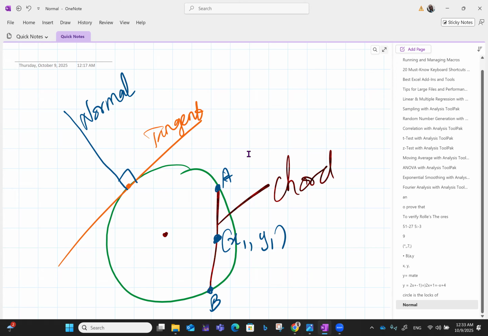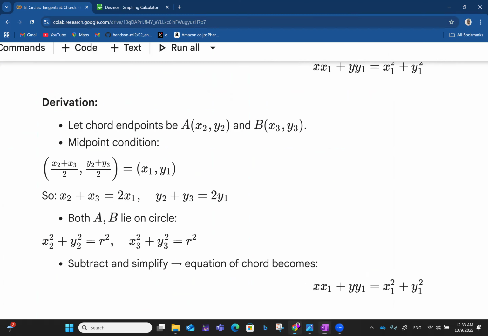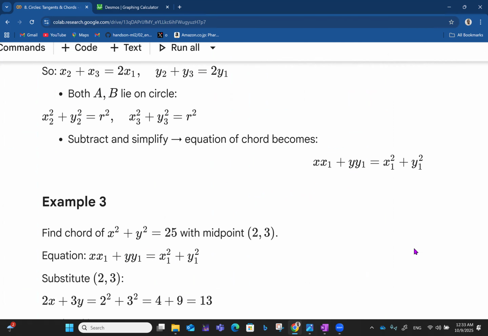So it means that x2 squared plus y2 squared will be equal to r squared, and x3 squared plus y3 squared will be equal to r squared too. So that's what we basically have here. So we can then subtract and simplify. The equation of the chord then becomes xx1 plus yy1 equals x1 squared plus y1 squared.